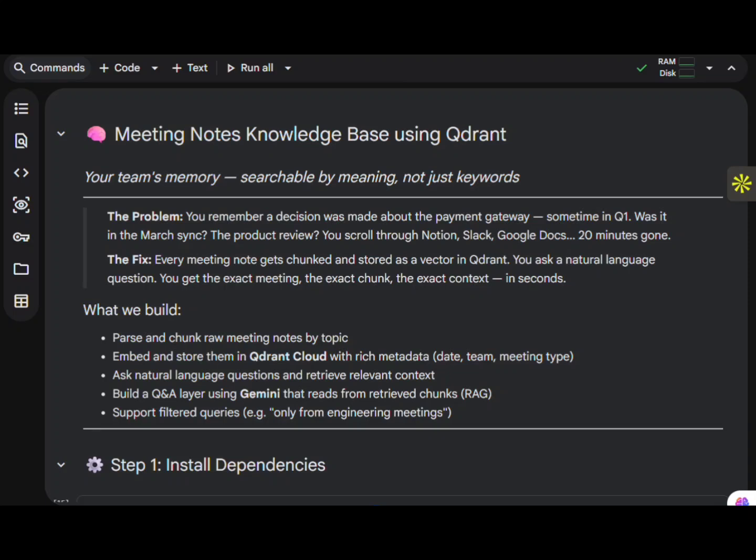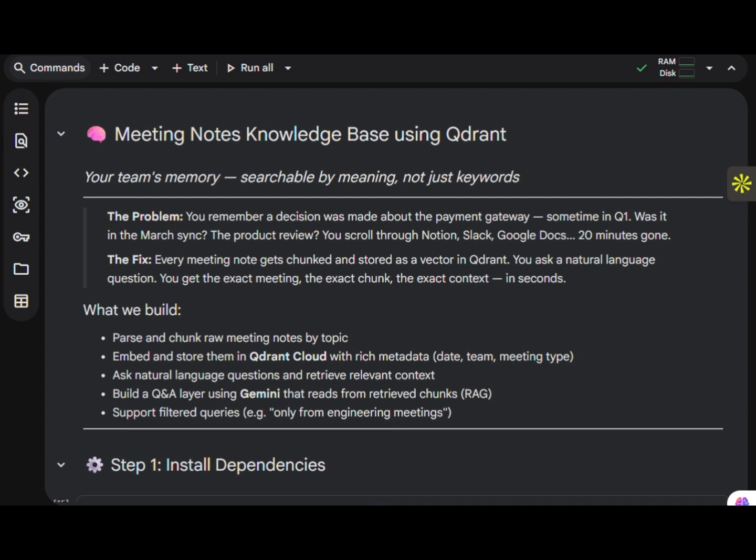Someone asks in a meeting, what did we decide about the API auth? And suddenly, five people are opening five different apps, scrolling through Notion, pressing Ctrl F on their Slack, 20 minutes gone. Suddenly, the information exists. Someone wrote it down. You just cannot find it.